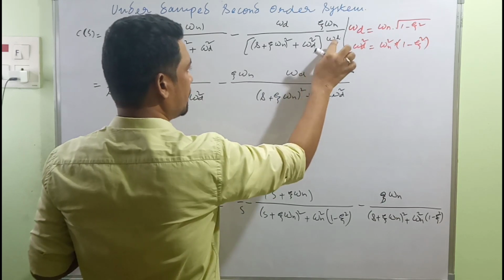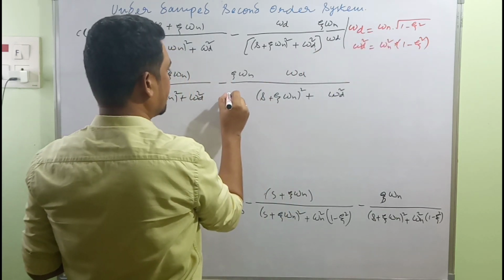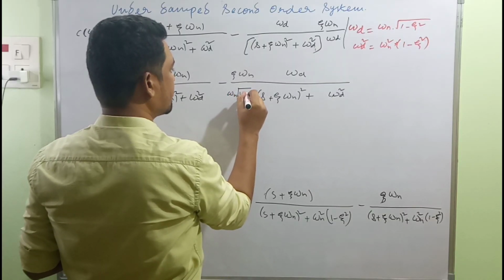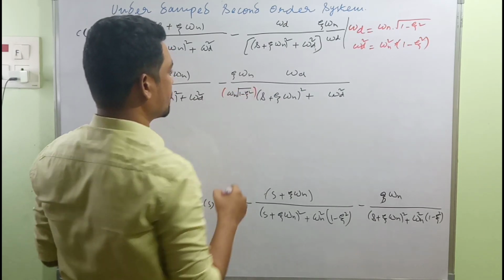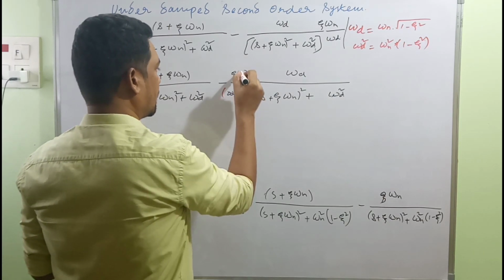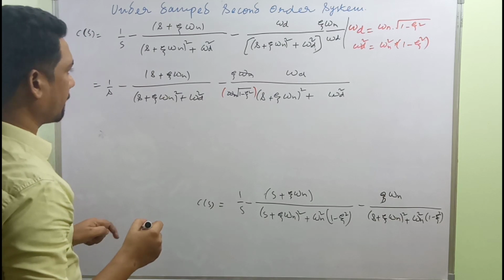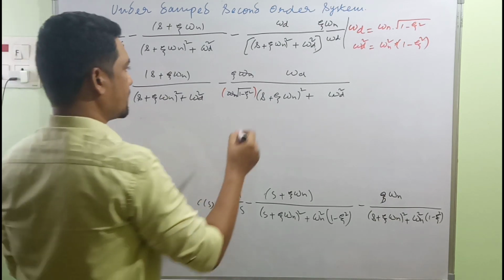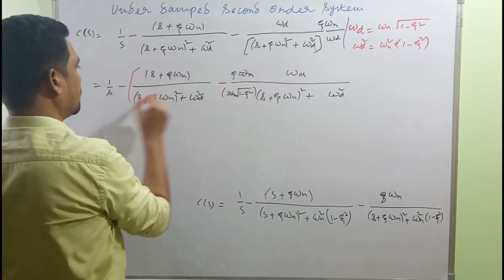Can this omega d be substituted with this one? Of course. So in that case, it's omega n into under root 1 minus zeta square. Here this omega d is separated, and something gets cancelled over here. This and this get cancelled, right? So that's it. Now this is in a standard form.